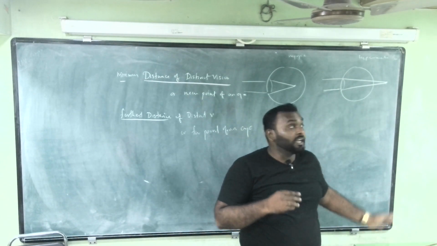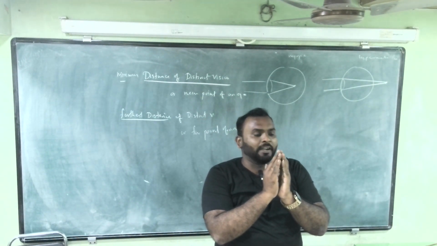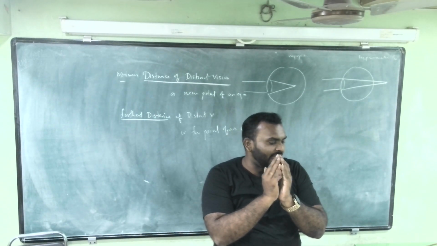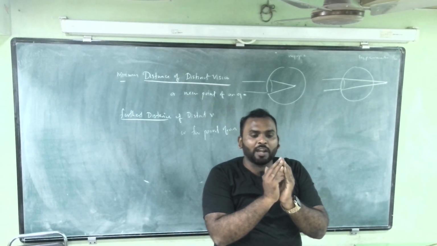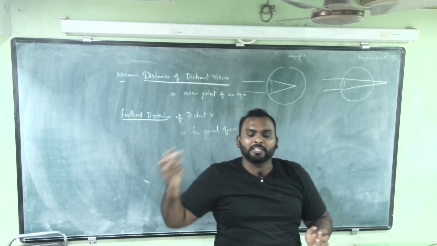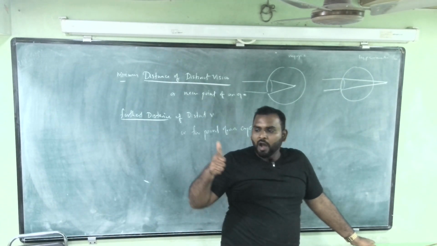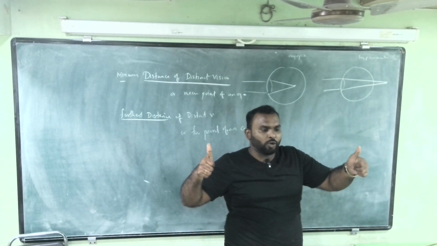Getting? But in case of a hypermetropic eye, you find that the eyeball gets flattened. Due to flattening, what happens? The distance between the eye lens and the retina decreases and the image is formed behind the retina. Understood? Getting? So, myopia, hypermetropia.